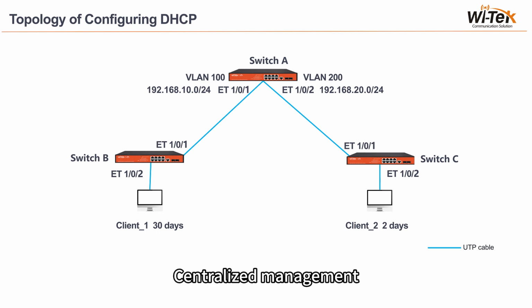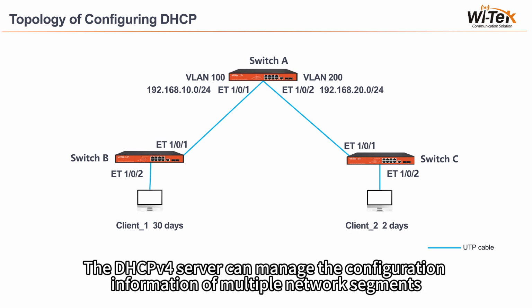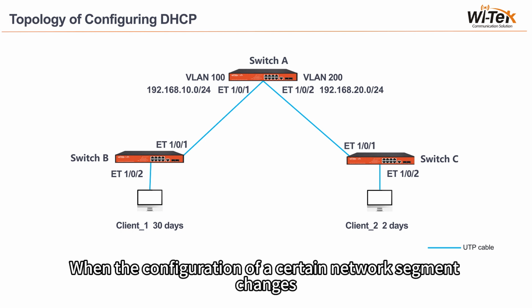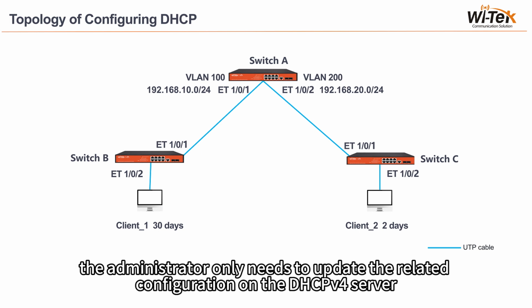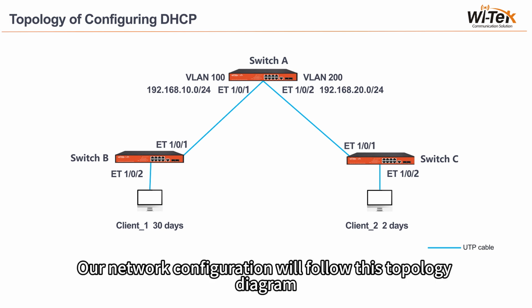Second, centralized management. The DHCP v4 server can manage the configuration information of multiple network segments. When the configuration of a certain network segment changes, the administrator only needs to update the related configuration on the DHCP v4 server. Our network configuration will follow this topology diagram.